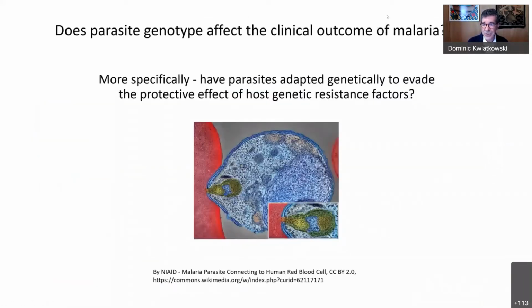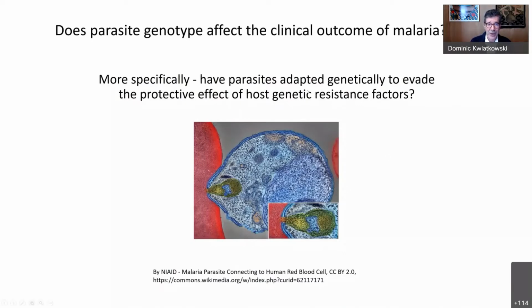Now, a key question out of this is, is it just about human genetics, or are there parasite factors that affect the clinical outcome of malaria? And that's a big question. It has many different elements to it, but there's a very specific version of that question, which is, have parasites adapted genetically to avoid the protective effect of host genetic resistance factors? So what's going on in the parasite genome?